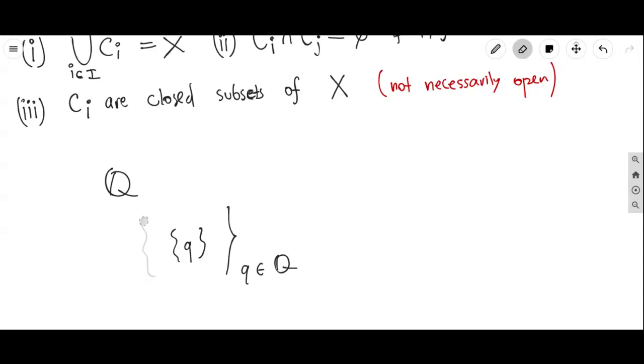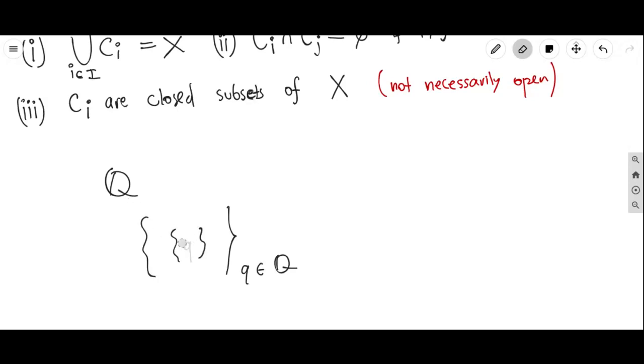Look at this. It's the set of connected components, so it's a set of sets, right? The connected components are singleton sets. The singleton sets are closed sets because they're just single points. These are closed subsets of Q. They're not open subsets of Q. I leave that to you to think about, why this is not an open subset of Q.